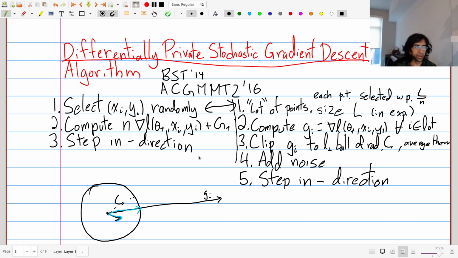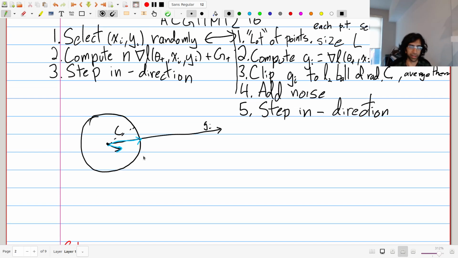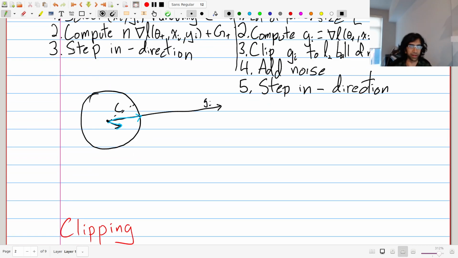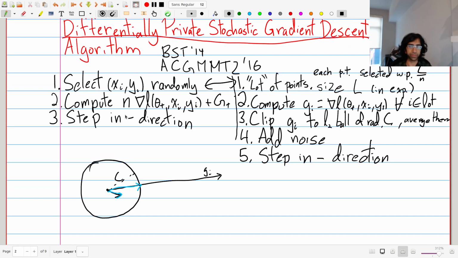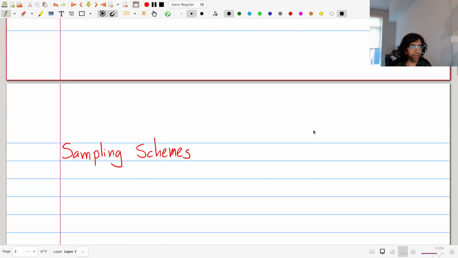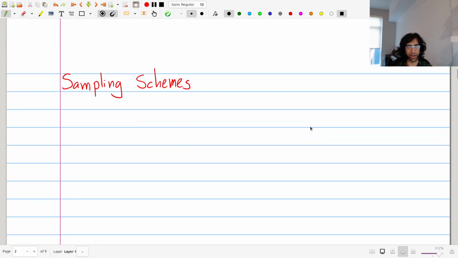Okay, so the other difference is that, like I said, we don't select just one point. We select a lot of points. Oh, I meant to discuss clipping down here, but maybe you already got the picture. The other thing is the sampling scheme. There's a difference between these two different sampling schemes, and let's try to see what the difference is. In particular, let me write them right here.